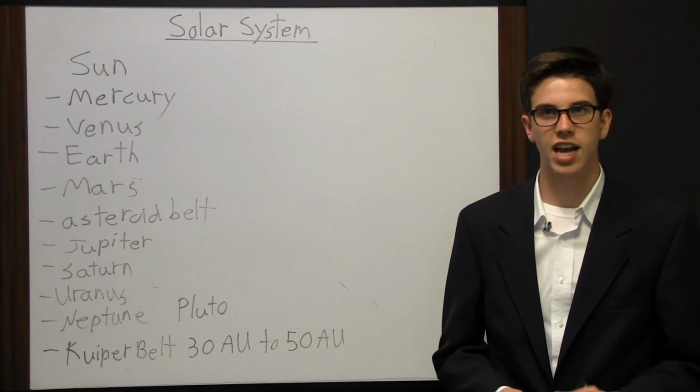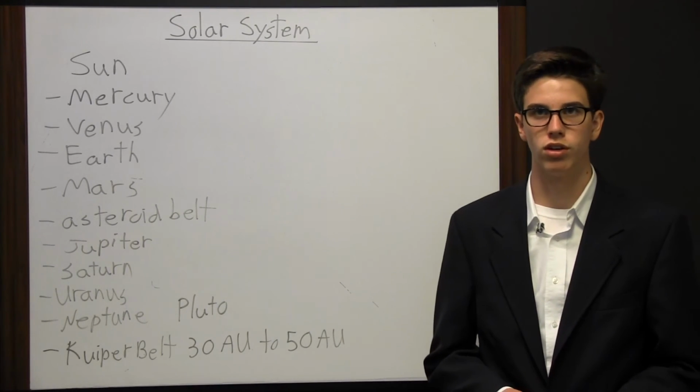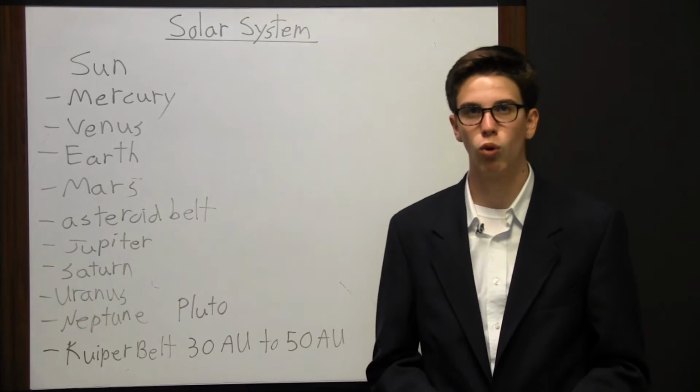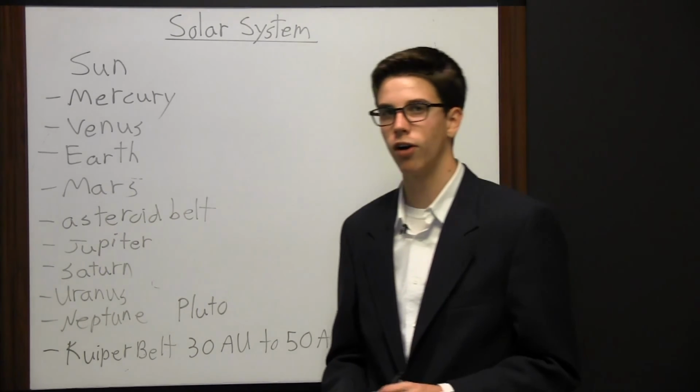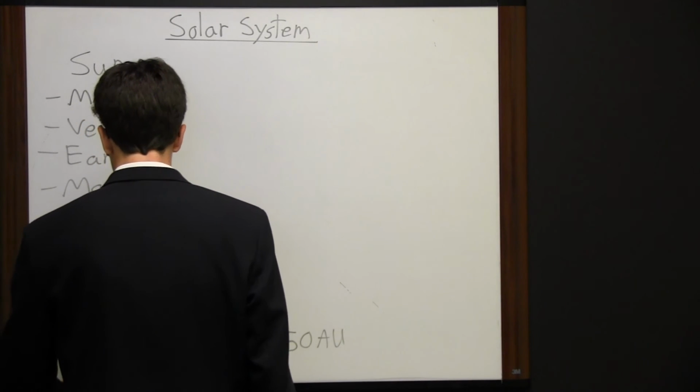And so this contains countless numbers of icy bodies of water, methane, and ammonia, some with rocky cores. Now beyond the Kuiper belt lies the hypothesized spherical Oort cloud, thought to be the source of long-period comets. So that's the Oort cloud.